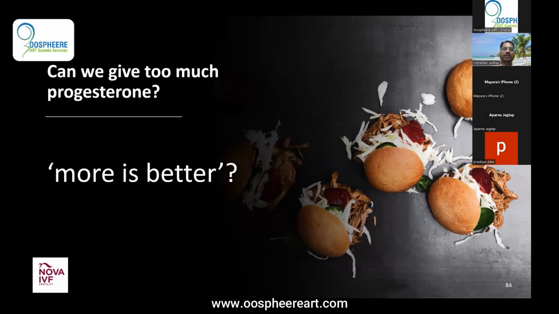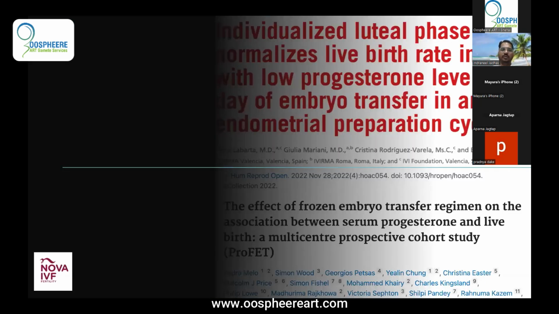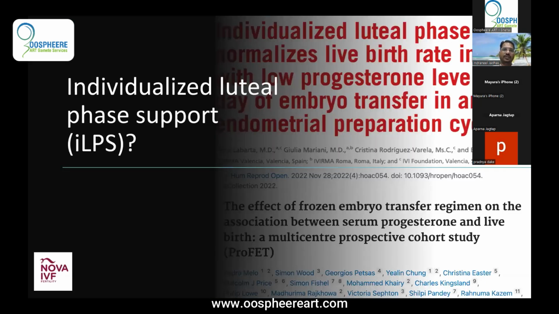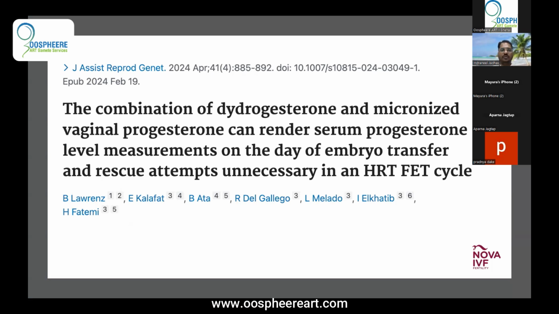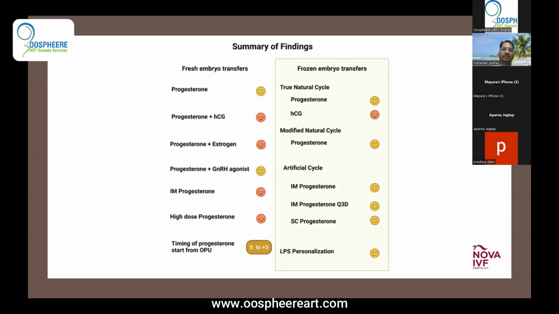So can we give too much progesterone, is more better or not, was the question. There were many studies in which it was seen that higher levels of progesterone were never impacting live birth rate in frozen embryo transfer, and with more progesterone it is not causing any harm to the patient. So individualized luteal phase support should be planned based on the previous history, characteristics, BMI, age, and the cycles. So GnRH analog, as I have already discussed, we can use during transfer, and in frozen embryo transfer it is recommended.